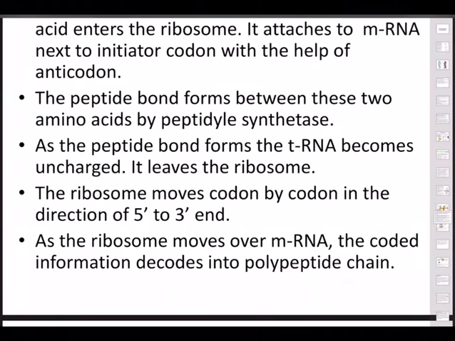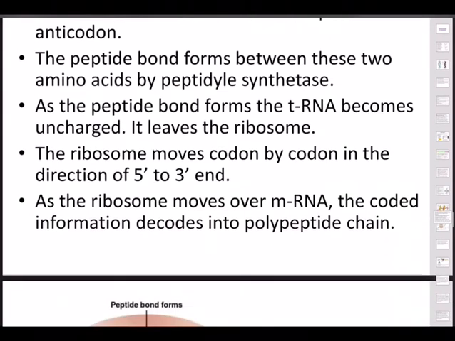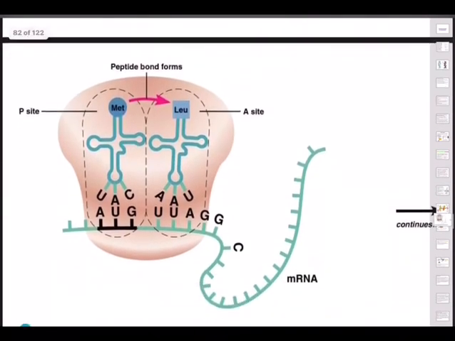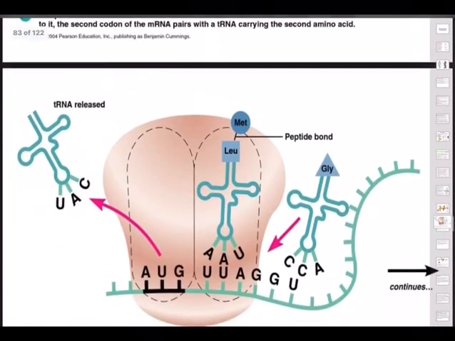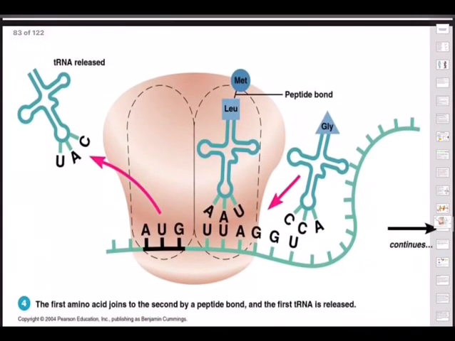I said 5' to 3', you must remember. As the ribosome moves over mRNA, the coded information decodes into a polypeptide chain. Again, you can see here the peptide bond between two amino acids, and of course you have a P site and an A site for the transfer RNA, tRNA. You can see the matching of codons of mRNA with anticodons of tRNA. Once the matching takes place, then only the amino acid will be attached to the arm.